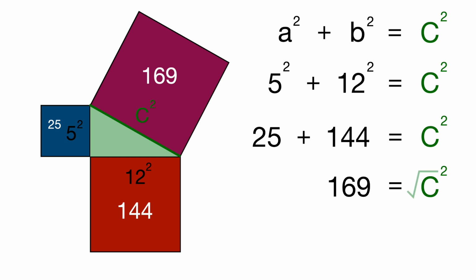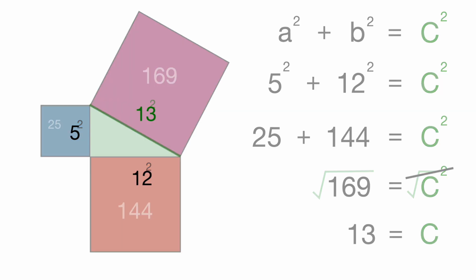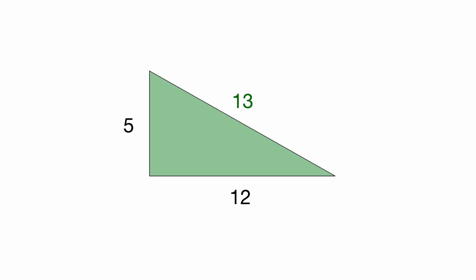To do that, we just have to square root both sides to cancel out the exponent 2, which leaves C. The square root of 169 equals 13. And so now we know that 13 equals C. We can put 13 right there because 13 times 13 is 169, and the Pythagorean theorem is fulfilled. So our final triangle right here has side lengths 5, 12, and 13.